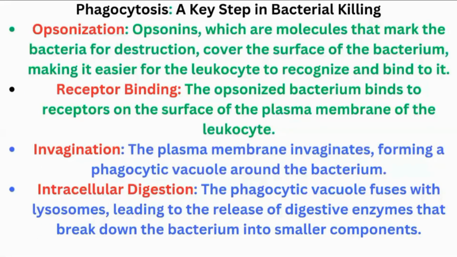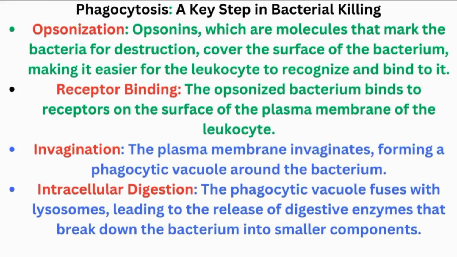The key step in killing bacteria is phagocytosis. This involves opsonization. Opsonins, which are molecules that mark the bacteria for destruction, cover the surface of the bacterium, making it easier for the white blood cell to recognize that this is a bacterium and then to bind to it. Receptor binding. The opsonized bacterium binds to receptors which are found on the surface of the plasma membrane of the white blood cell.